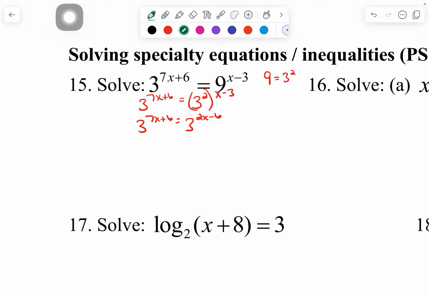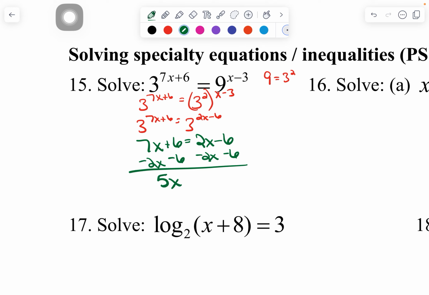The 3's no longer matter because they're both base 3's on each side. So what we're left with is an equation, 7x plus 6 is equal to, whoops, why am I writing a 3 there? That's 2x minus 6. And then I need to solve this. So I'm going to subtract 2x from both sides. At the same time, I'm going to subtract 6 from both sides. So 7x minus 2x is 5x. The 6 is gone. That's going to equal 2x minus 2x, that's gone. And that's going to be negative 12. So divide both sides by 5. And I'll put it over here. X is equal to negative 12 over 5.